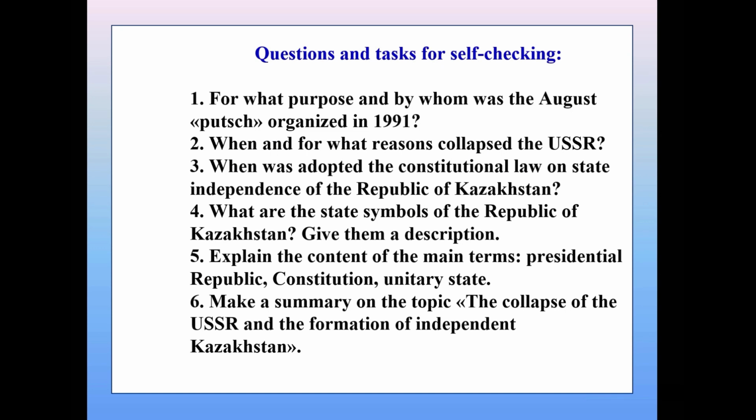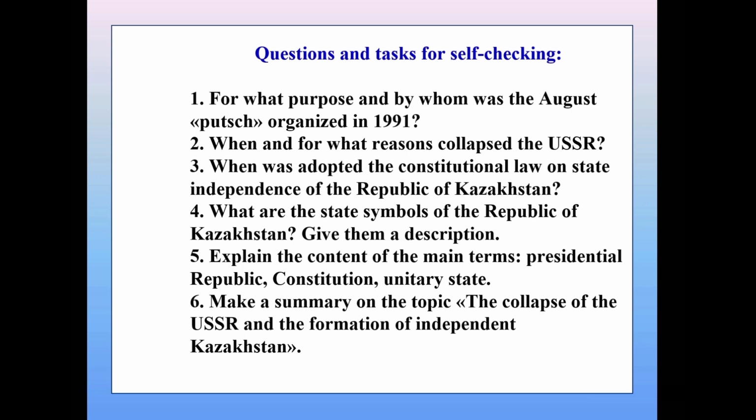So, dear students, let's summarize our today's lecture. Today we talked about the collapse of the USSR and the formation of the independent Republic of Kazakhstan. This happened in 1991. Since December of that year, Kazakhstan has appeared in the world arena as a new independent state. On this slide, you can see the questions and tasks for self-checking.